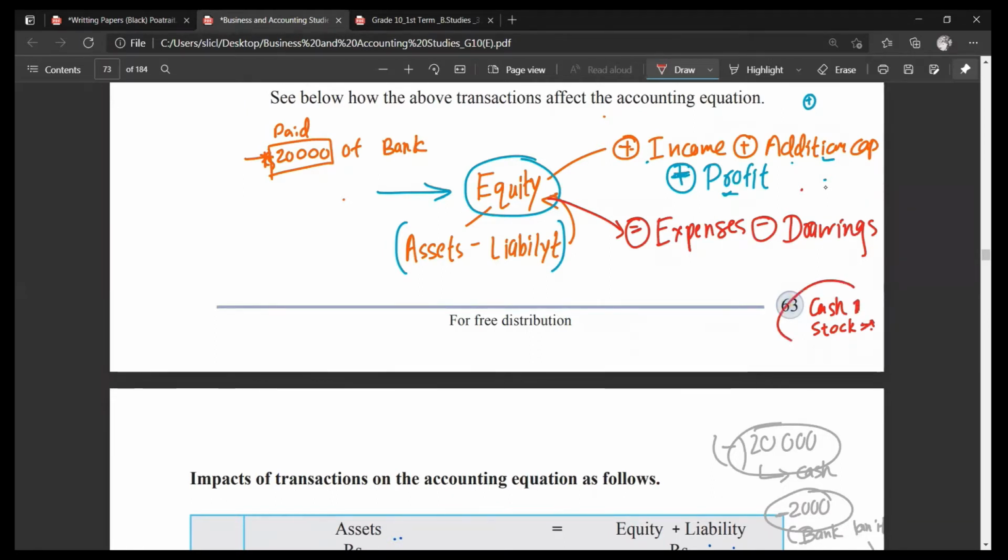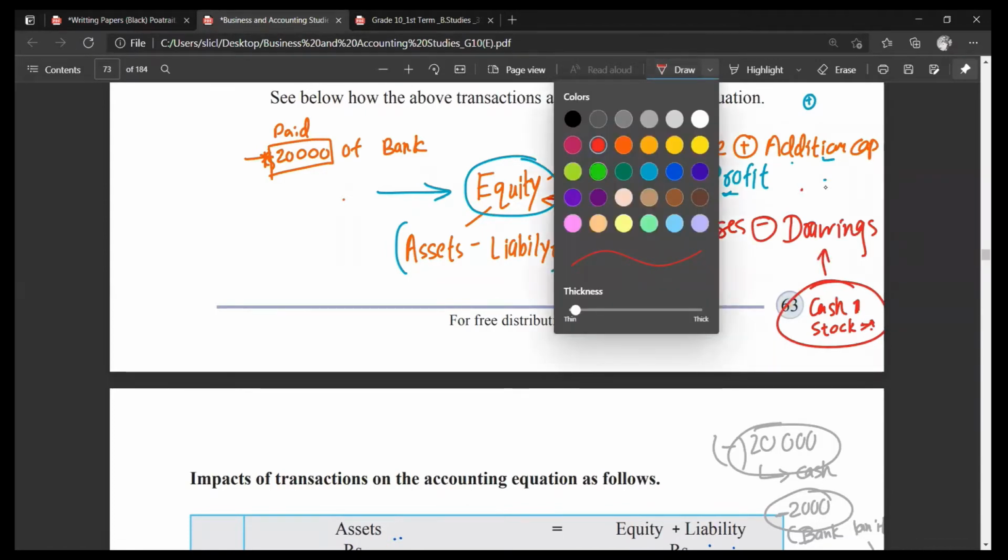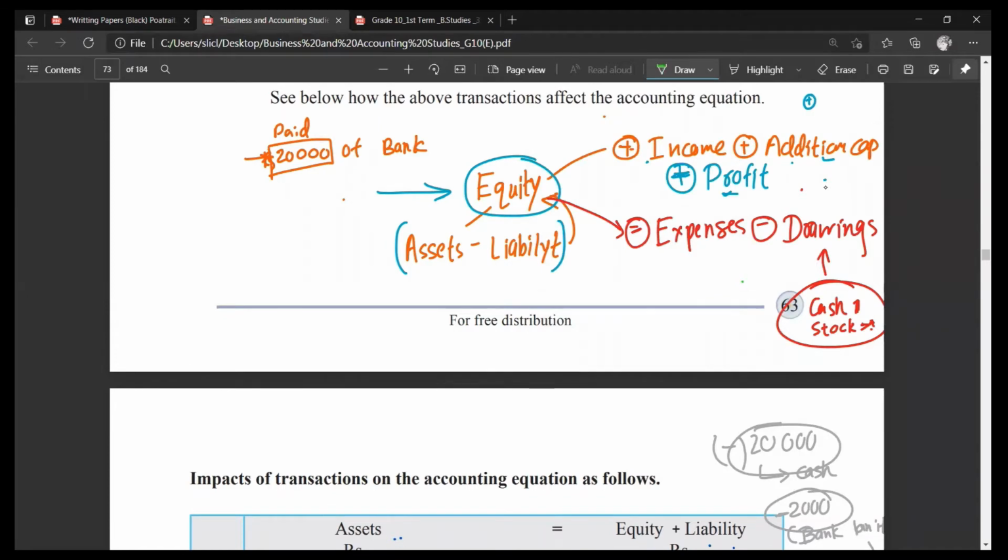So those are known as drawings. And also here we have a hidden reason as well. So that is loss. Right? Because of losses, it will also cause equity to decrease. Understood?